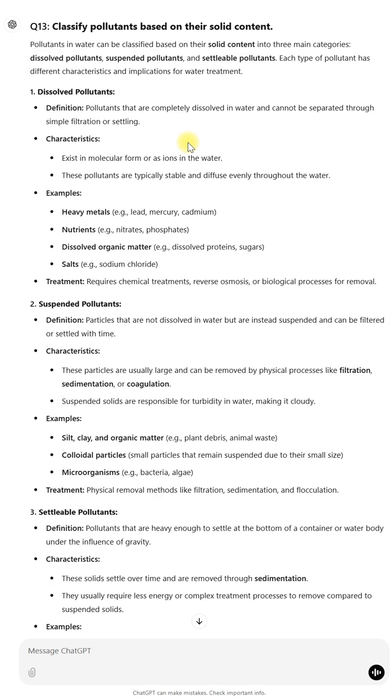2. Suspended pollutants. Definition: particles that are not dissolved in water, but are instead suspended and can be filtered or settled with time. Characteristics: these particles are usually large and can be removed by physical processes like filtration, sedimentation, or coagulation. Suspended solids are responsible for turbidity in water, making it cloudy. Examples: silt, clay, and organic matter, e.g. plant debris, animal waste; colloidal particles, small particles that remain suspended due to their small size; microorganisms, e.g. bacteria, algae. Treatment: physical removal methods like filtration, sedimentation, and flocculation.